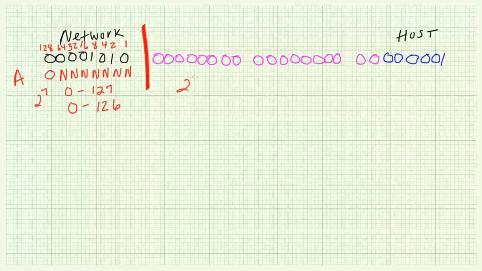So 2 to the 24th power is equal to 16,777,216. But we've got a special case that we have to consider, where the host number is all zeros or the host number is all ones, and neither of those special cases is a valid assignable host address. So we have to subtract 2 from that to get 16,777,214 actual assignable host addresses.